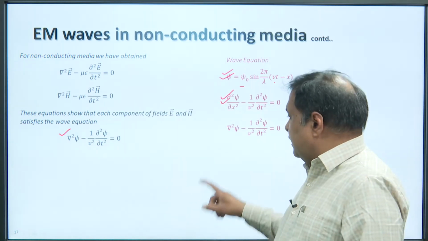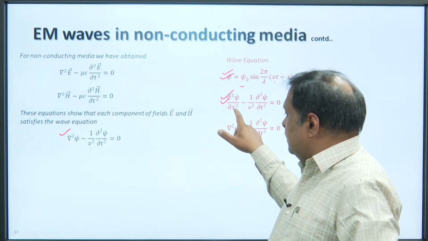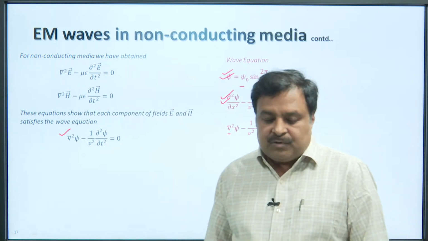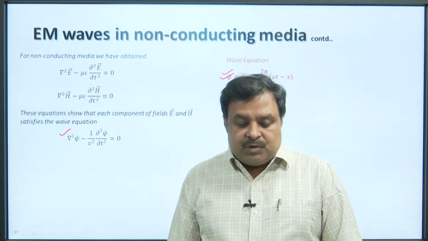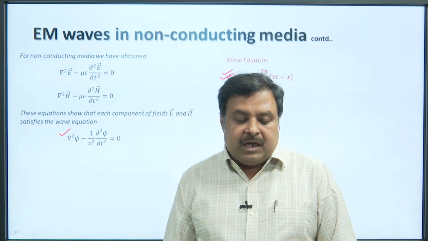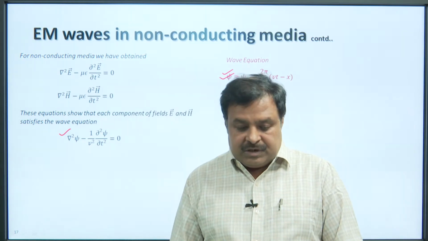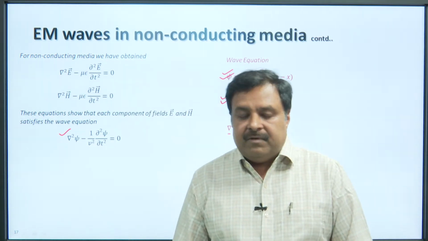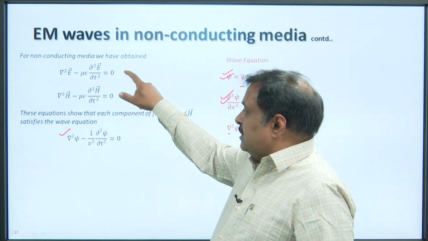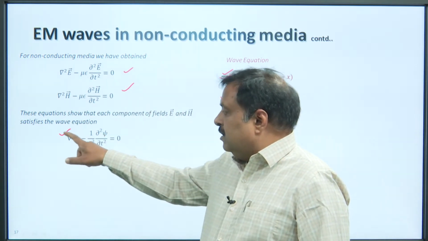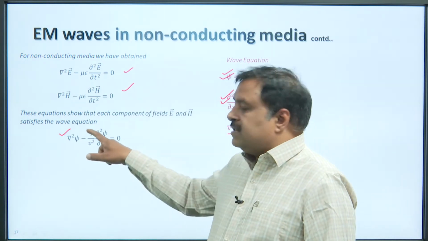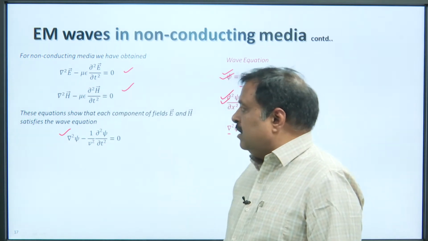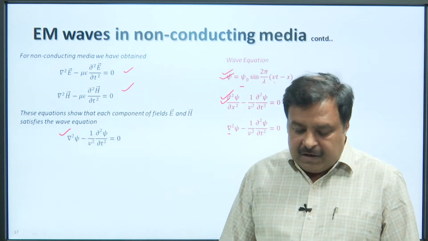Okay. If I write this in 3 dimensions, then delta 2 by delta x square will be replaced by the operator del square. So, the equation del square psi minus 1 by V square delta 2 psi by delta T square equal to 0 is the equation of a wave, and these two equations are of this type. If I compare this equation with these two equations, then what is at the place of V, the velocity?